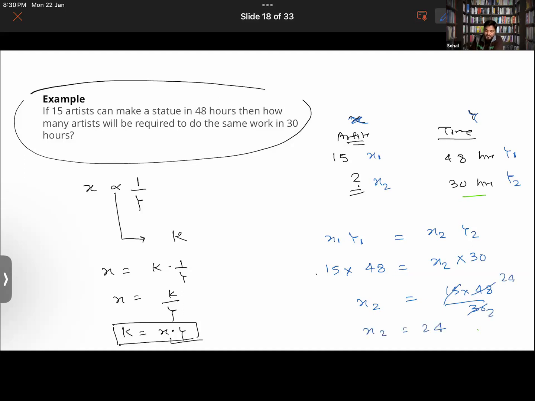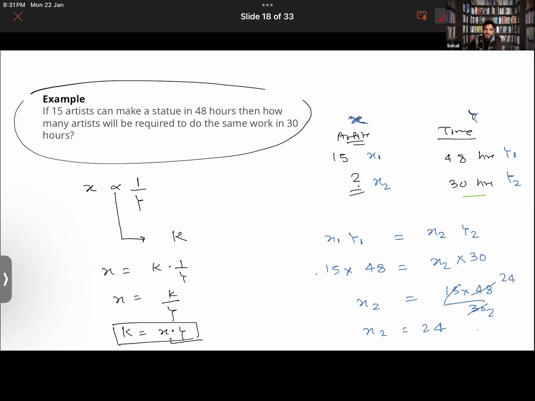Okay, now let me sum up what we just discussed. In the case of inverse proportion, x is inversely proportional to y. So it should not be 24? No, actually it will be 24. I mistakenly took x2 here. It should have been x into y. If 15 artists do it in 48 hours, then 24 should be even more, right?